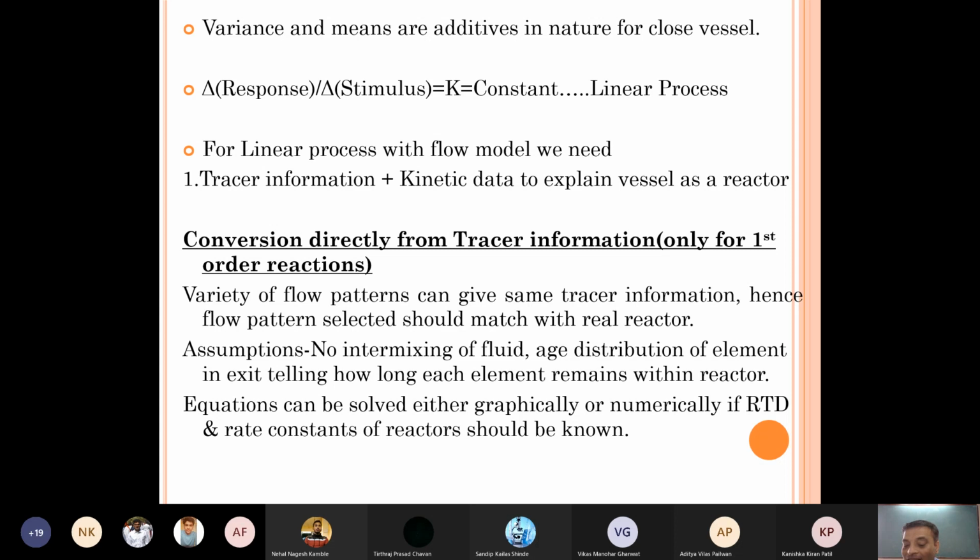If I double the input, output will get doubled. If I triple the input, output will get tripled. You're getting or not? So these types of reactions are known as linear process. So what I told, all first order reactions, series, irreversible, parallel reaction, reversible reactions are linear process in nature.